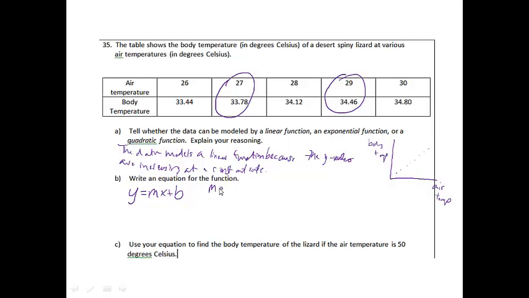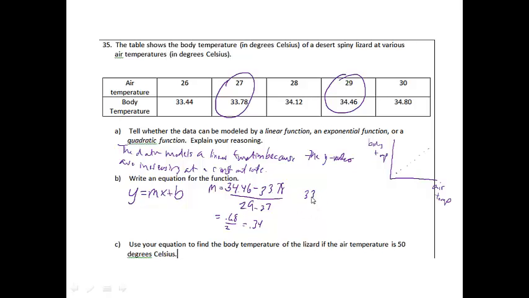All right, finding the slope is going to be y2 minus y1. So 34.46 minus 33.78 over x2 minus x1, so 29 minus 27. And when I do that, I'll get 0.68 divided by 2, which is equal to 0.34. So my slope is 0.34. Now I'm going to use one of those circled points. I'm actually going to use the 27 to do this next part.